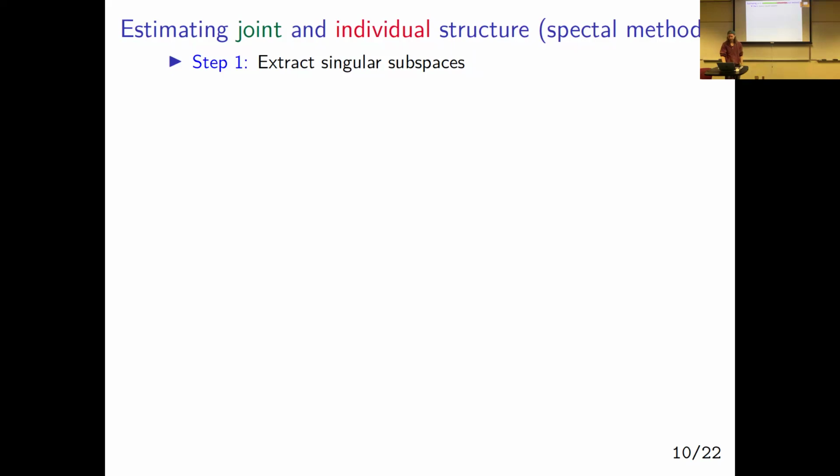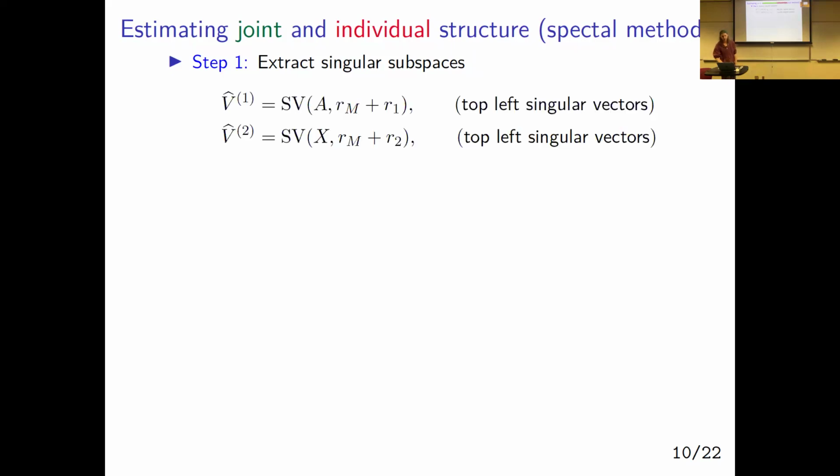Okay, so step 1, we need to extract the singular subspaces from our data. Let me go to the board here. I think it's a little opaque, so it'll be easier if I draw some stuff. So remember, we have this signal plus noise model.